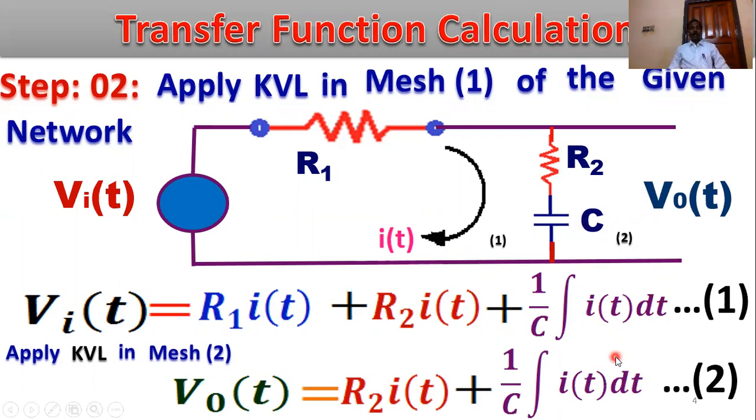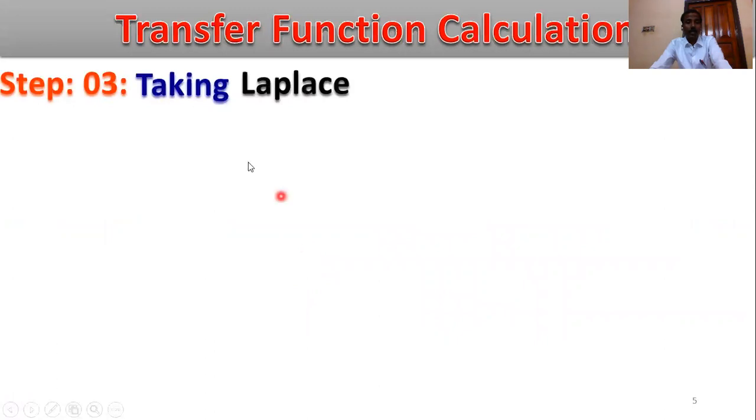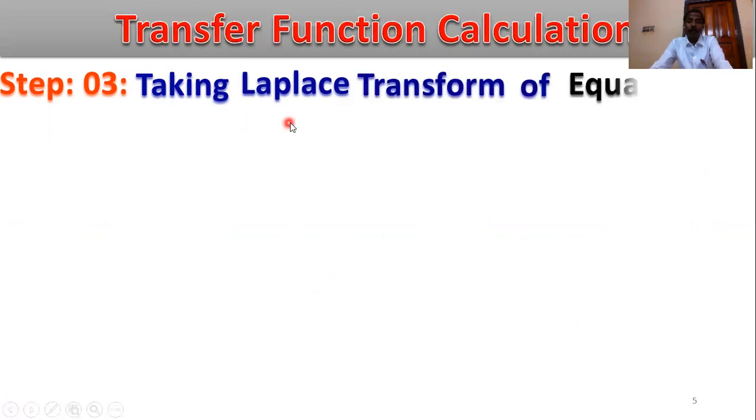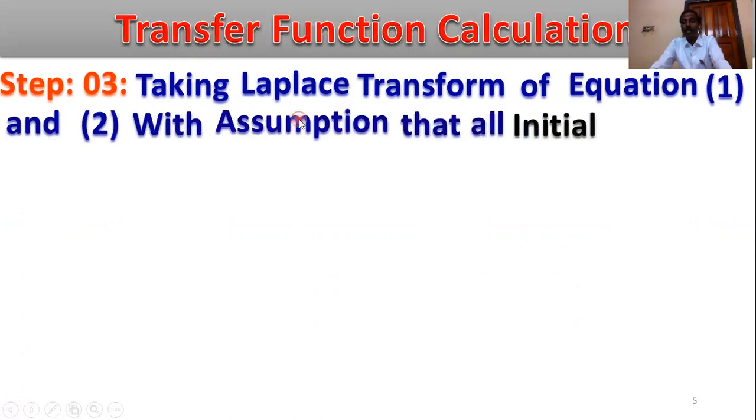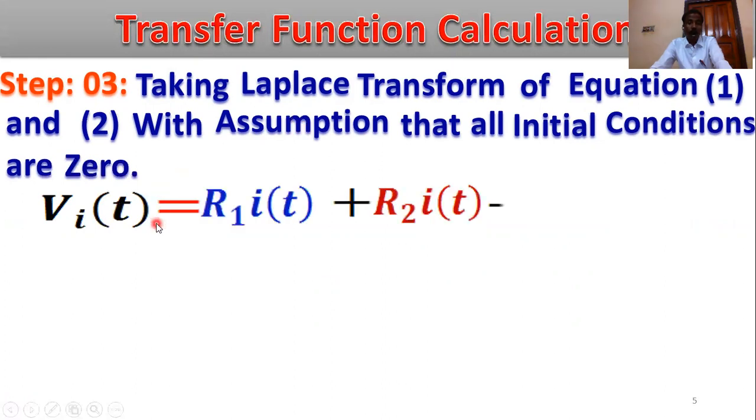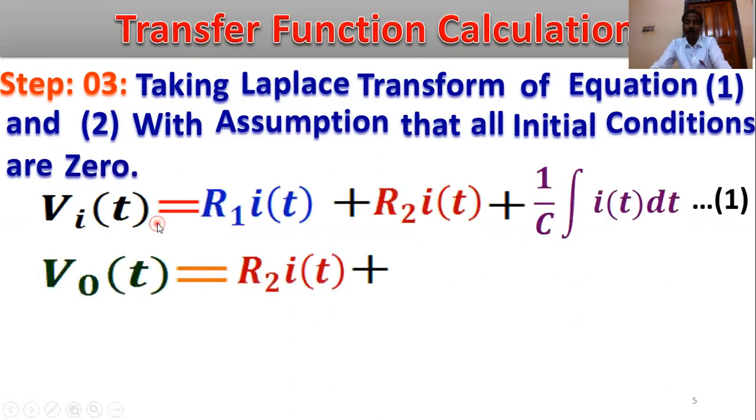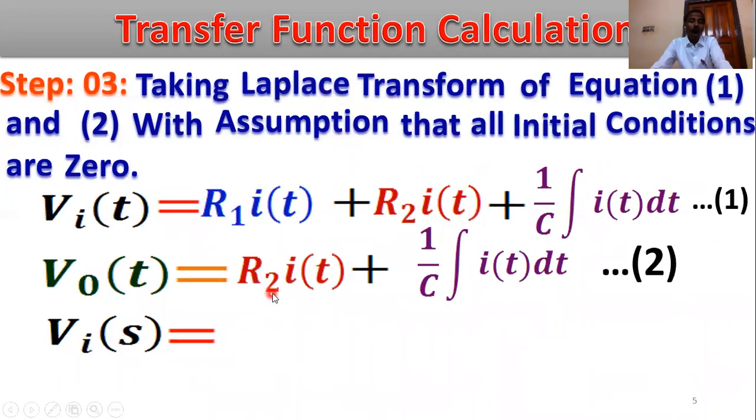So applying KVL in mesh 1 gives Vi(t), and applying KVL in mesh 2 gives the output voltage V0(t). Then what is the transfer function? Taking the Laplace transform of equations 1 and 2 with the assumption that all initial conditions are zero, because this is the transfer function definition. Vi(t) equals R1 i(t) plus R2 i(t) plus 1/C integral of i(t) dt. V0(t) equals R2 i(t) plus 1/C integral of i(t) dt.